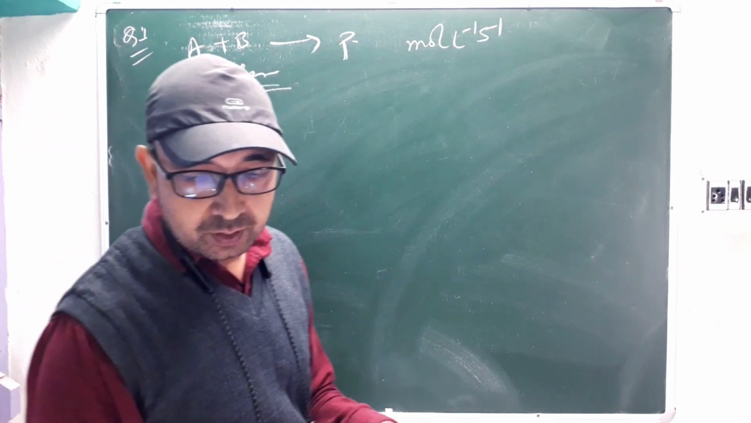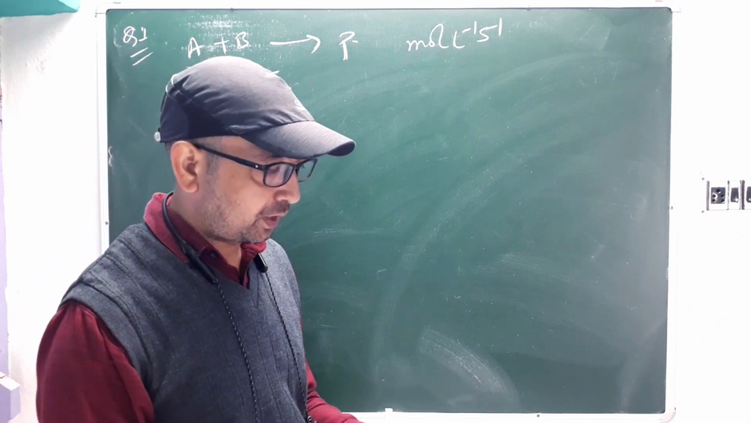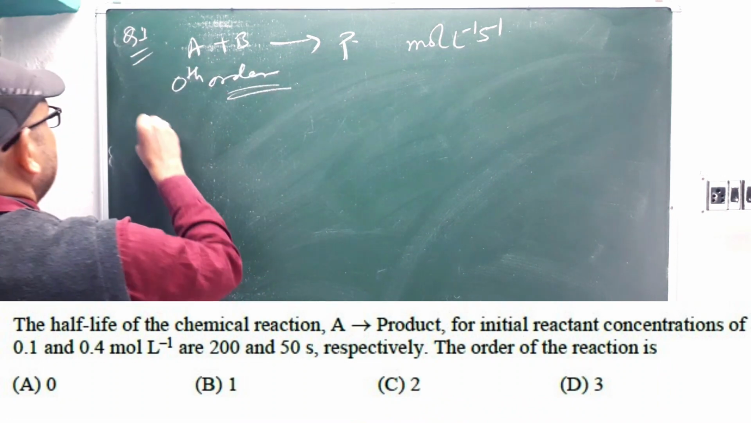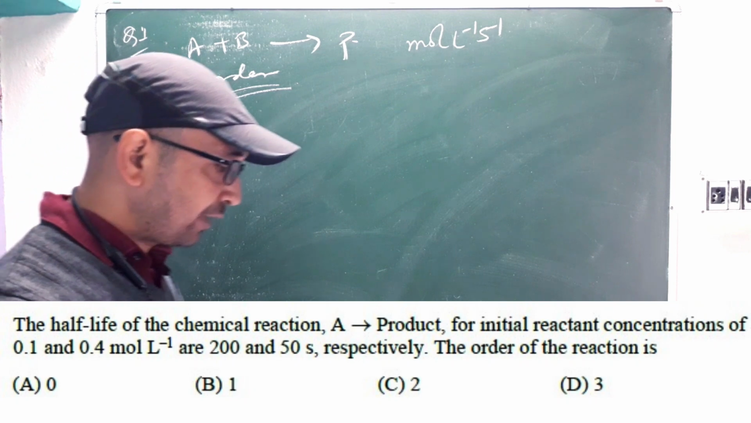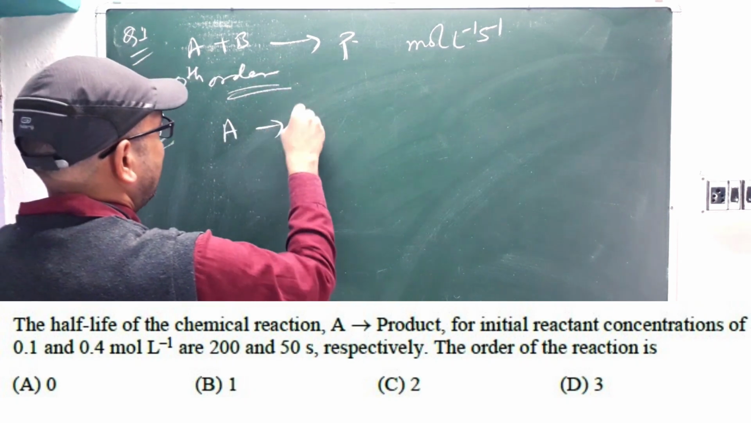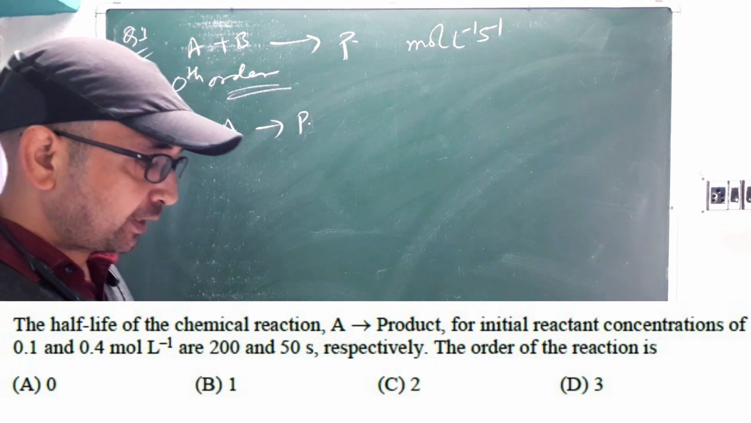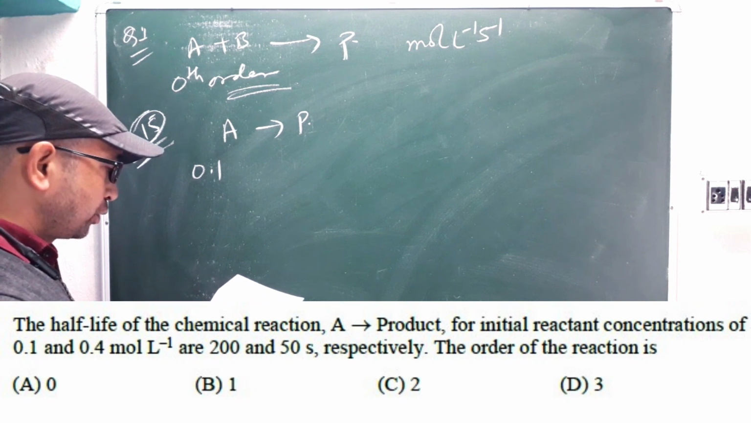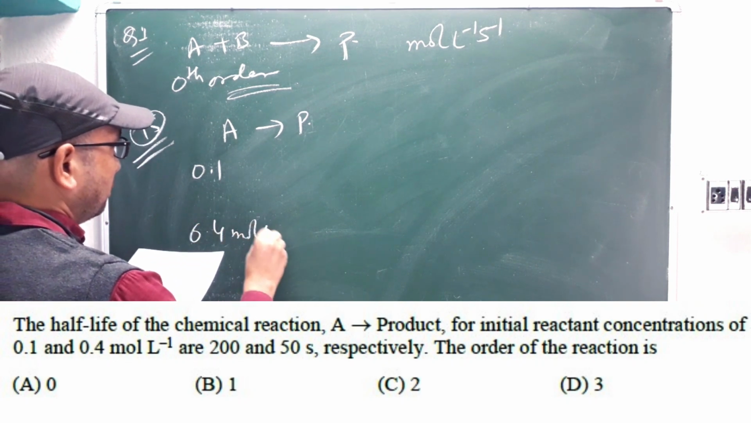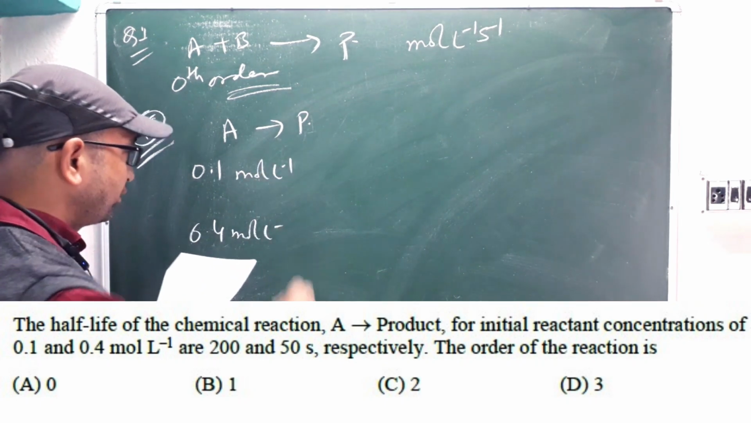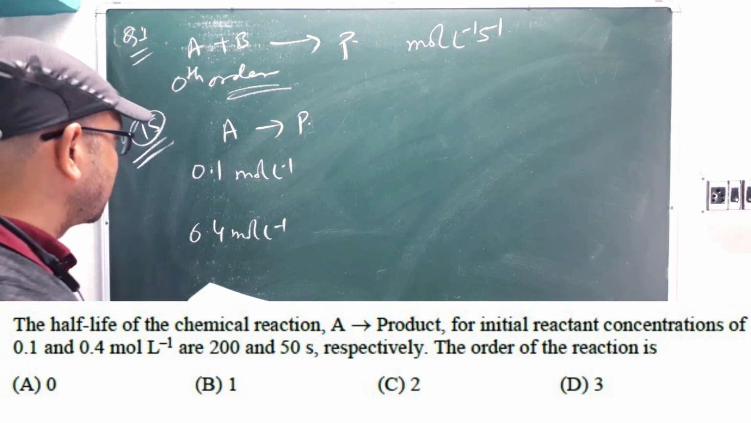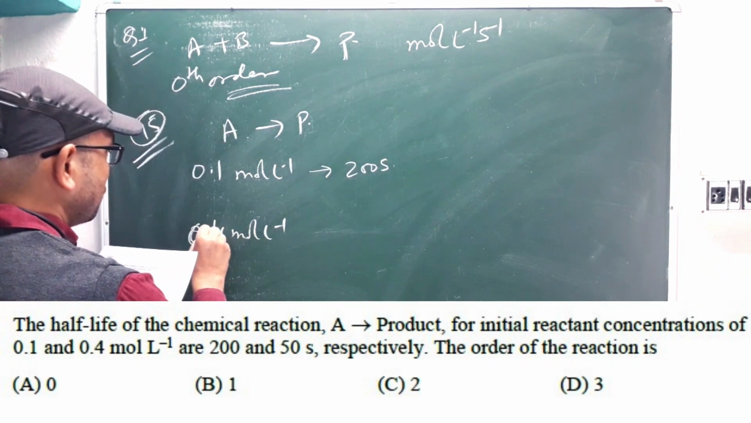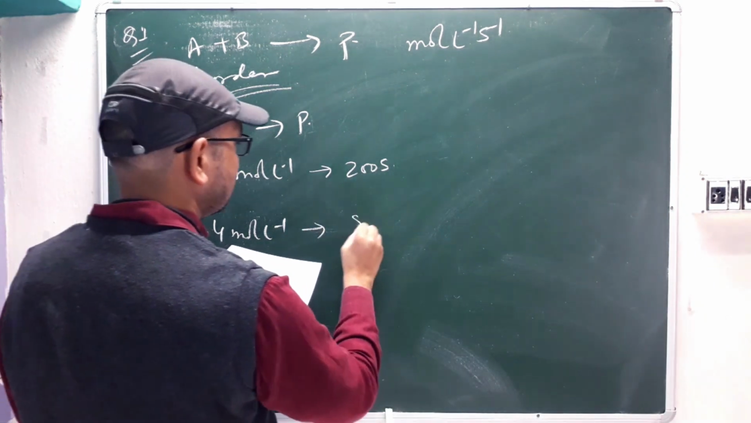Now the next question is question number 15, correct? They have given the half-life of a chemical reaction, A to product. For initial reactant concentration of 0.1 mole per liter and 0.4 mole per liter, these two concentrations we have, and the time required is 200 seconds. If we take 0.4, the time required is 50 seconds.